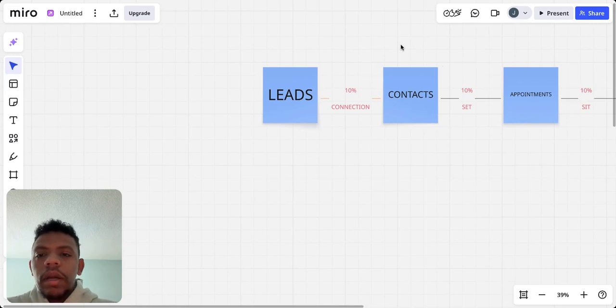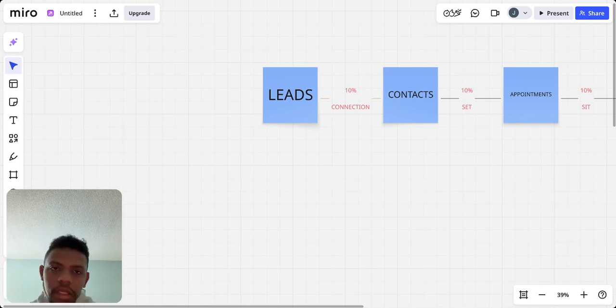The main kind of KPI after lead is the contact rate. How many of these leads can we actually get on the phone with and get into a conversation with? There's going to be a decent amount of leads that fall off that we just cannot contact, right? So how many of those leads that we have can we actually get in touch with? Because if we can't get in touch with them, we can't close them.